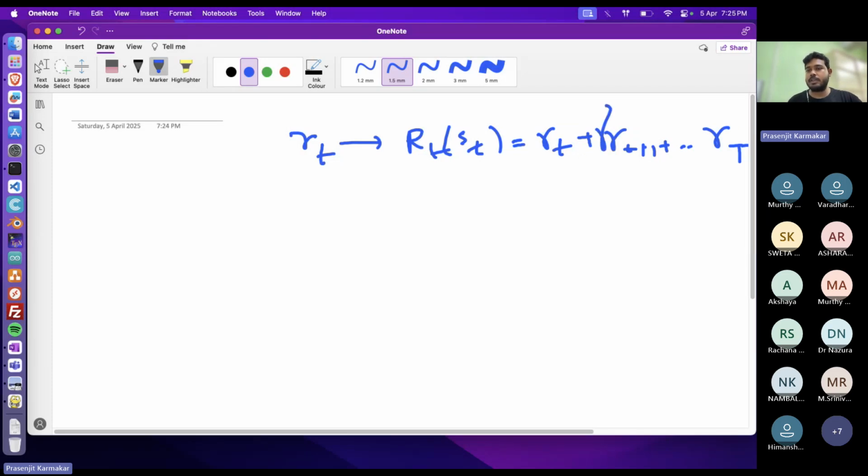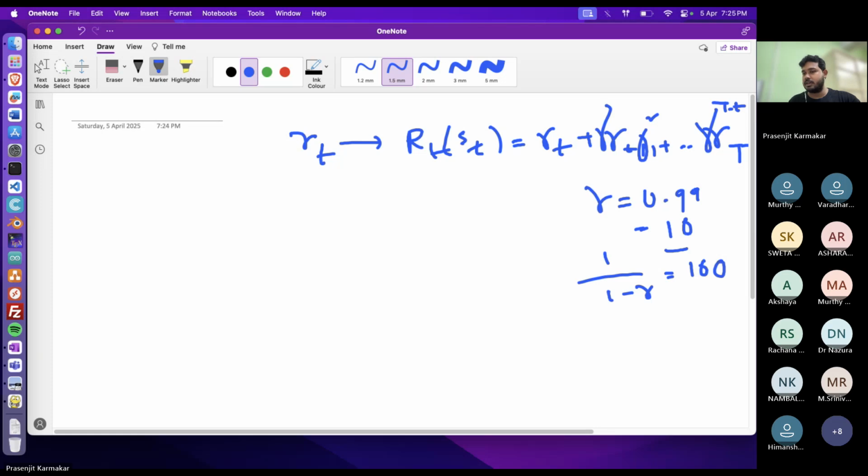And then you multiply it with gamma, gamma squared, up to gamma to the power T minus t, to discount the future rewards. So it bounds how far into the future you can look. For example, if gamma is 0.9, that means you are looking at the next 10 steps. The formula is 1 over (1 minus gamma). This is how much you can look into the future while considering gamma equal to 0.9. 1 over 0.1 becomes 10, and if it is 0.99, it becomes 100.